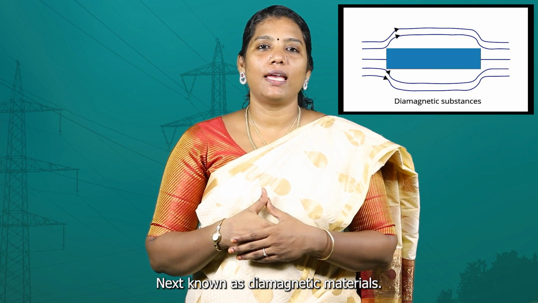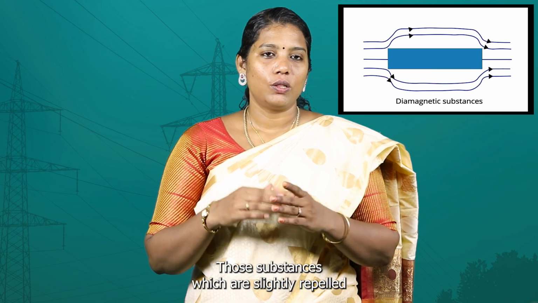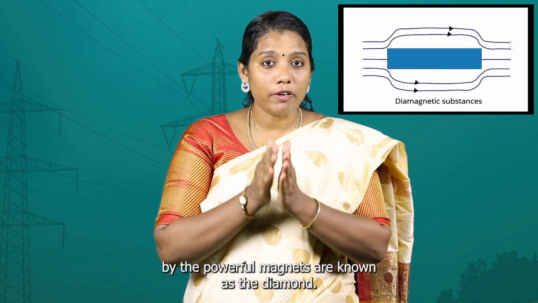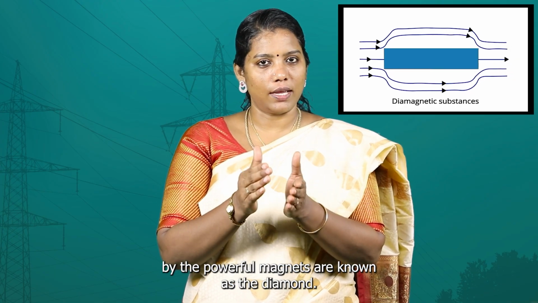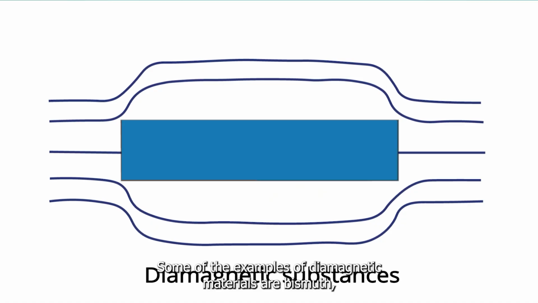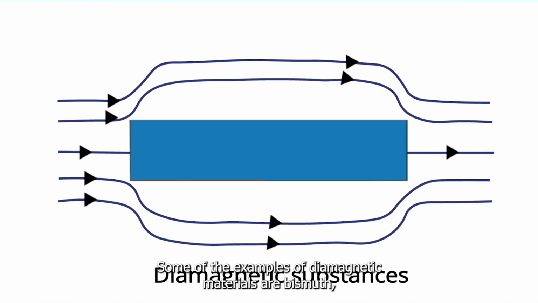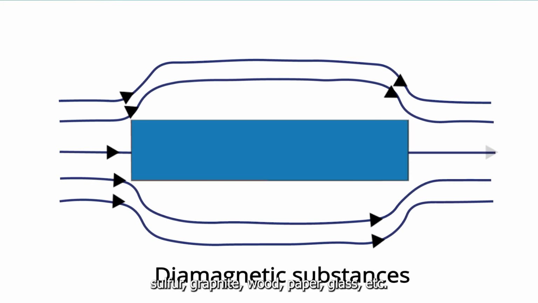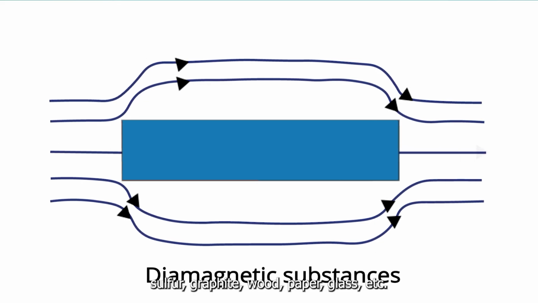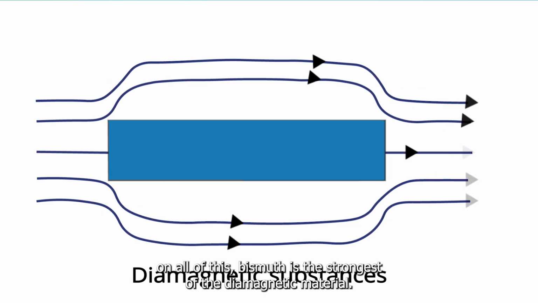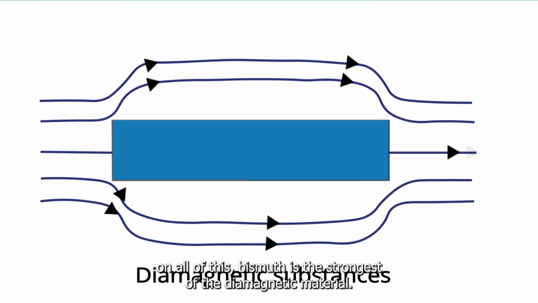Next one is diamagnetic materials. Those substances which are slightly repelled by powerful magnets are known as diamagnetic materials. Some examples of diamagnetic materials are bismuth, sulfur, graphite, wood, paper, glass, etc. Of all these, bismuth is the strongest diamagnetic material.